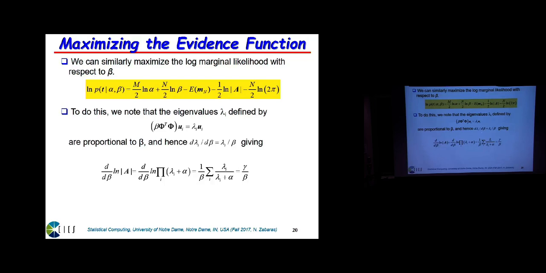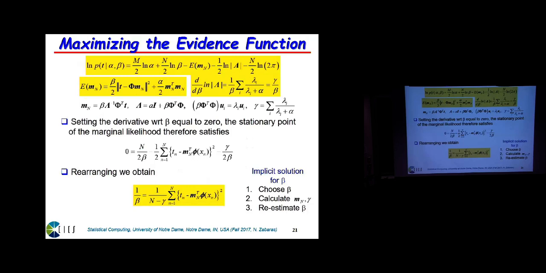So if you write this with the expression we had before as the product of lambda i plus alpha, then when you take the derivative with respect to beta, you are going to have 1 over lambda i plus alpha times the derivative of lambda i with respect to beta, which is lambda i over beta. And this whole summation is gamma. So basically, this derivative gives you that parameter gamma divided by beta.